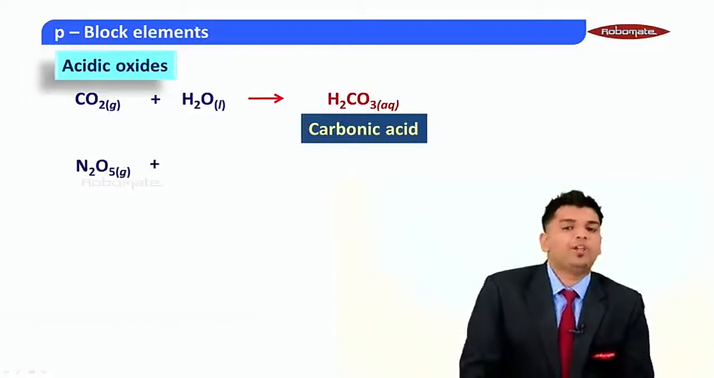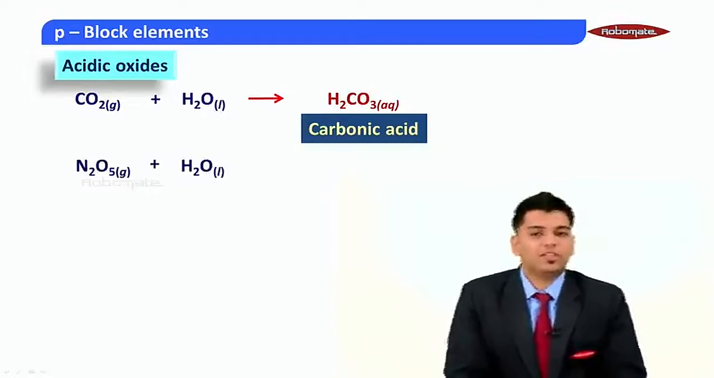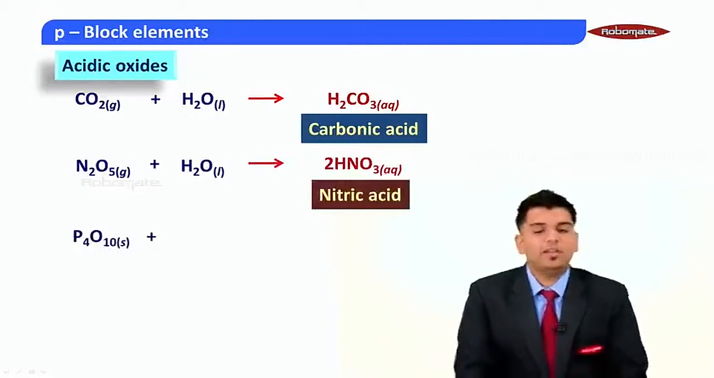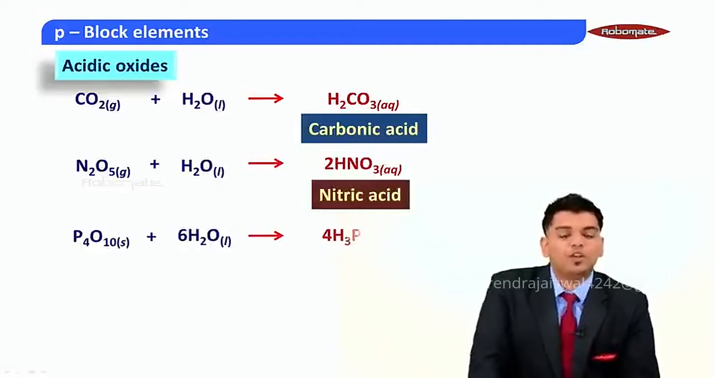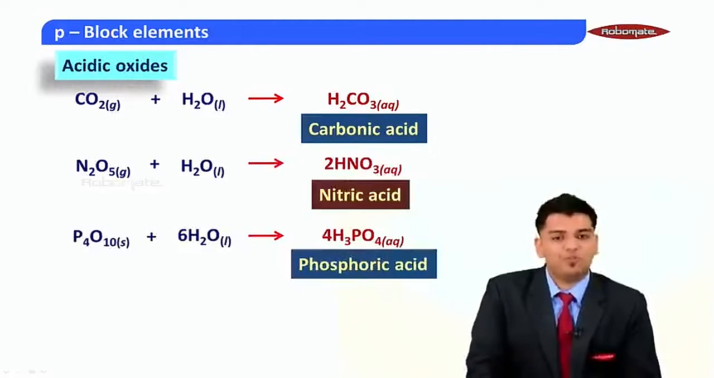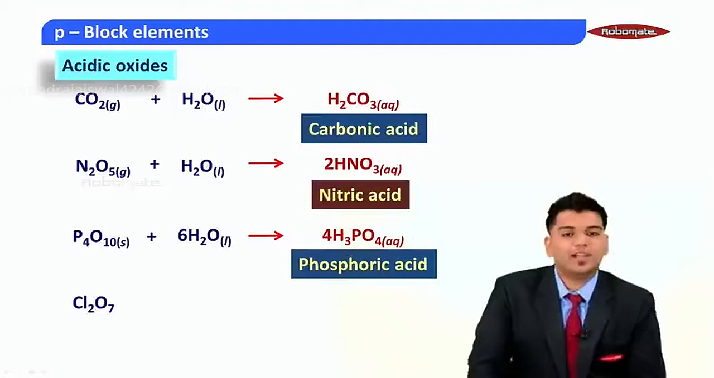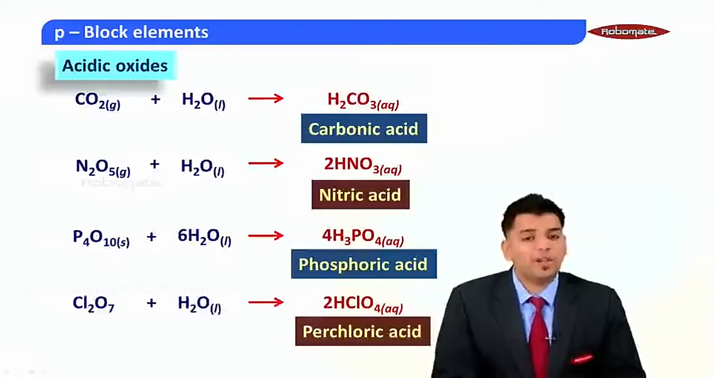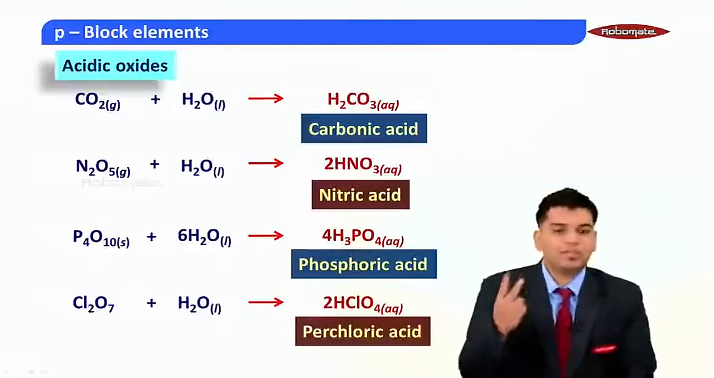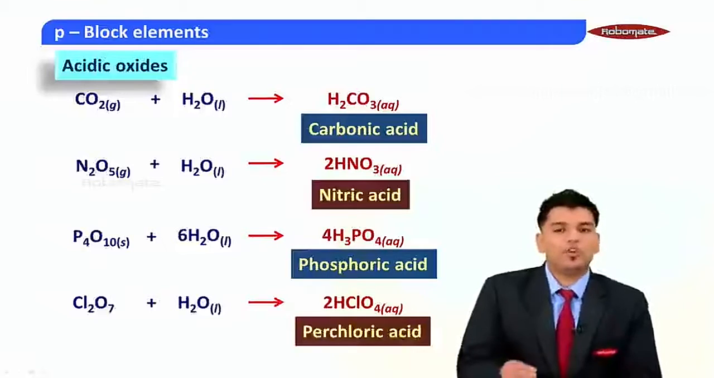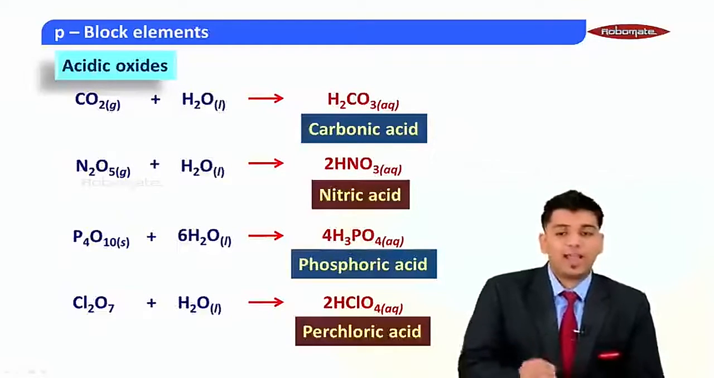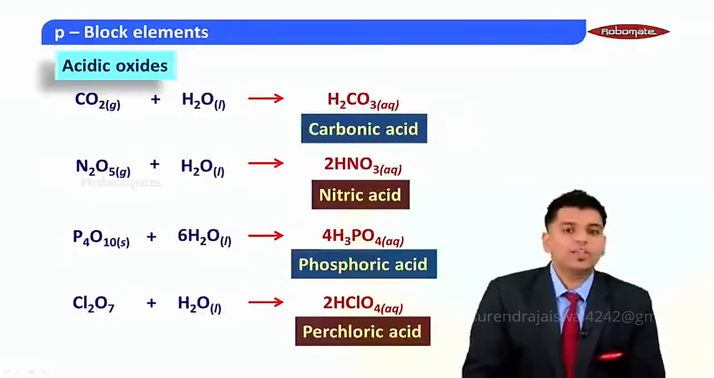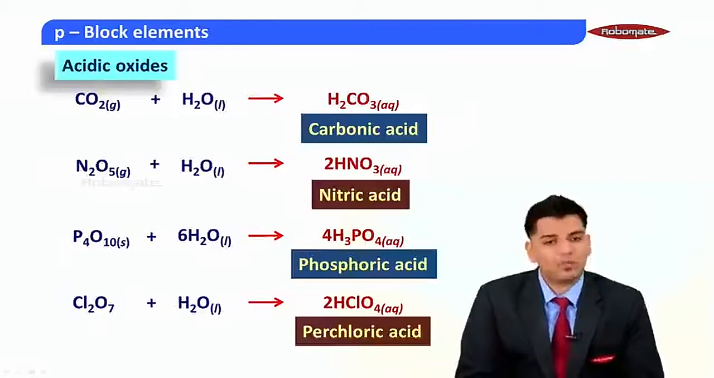Moving on, we have N2O5 when dissolved in water gives out HNO3, that is nitric acid. Similarly, P4O10 in water gives us phosphoric acid, which is H3PO4. And lastly, Cl2O7 in water gives out HClO4, that is perchloric acid. So the 2 inferences that we make here is oxides of the non-metals are acidic, and these non-metallic oxides, that is acidic oxides when dissolved in water, give out acids containing the non-metal.